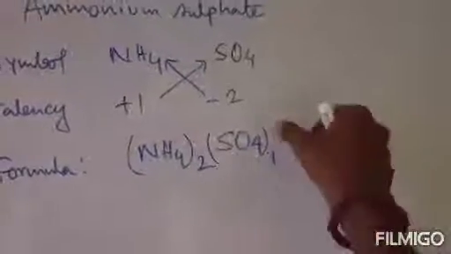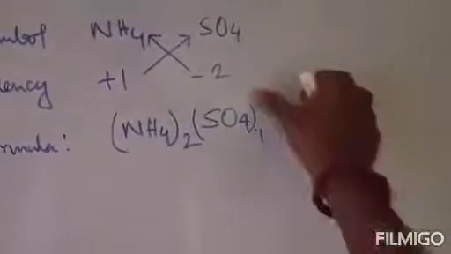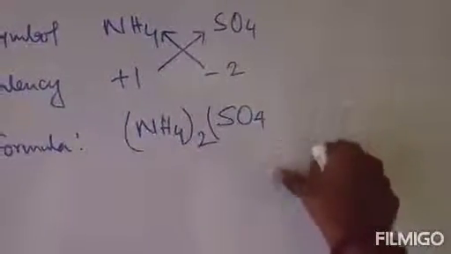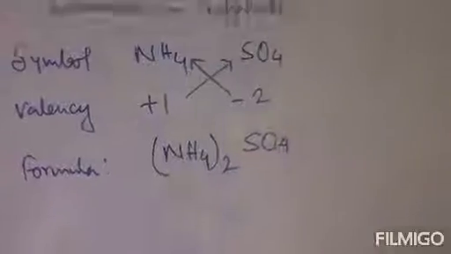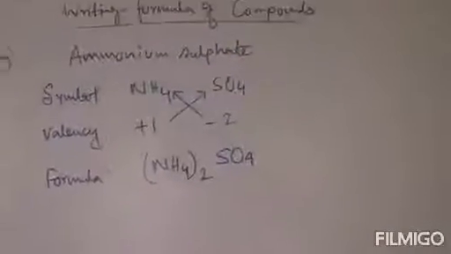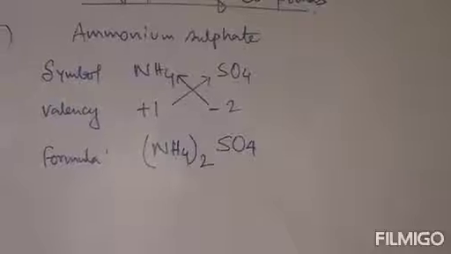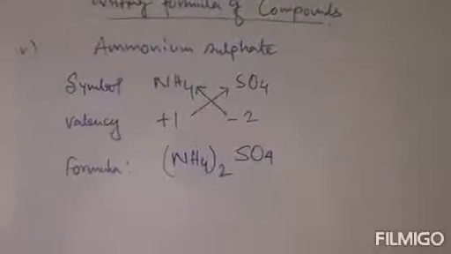But 1, you can write 1 or you cannot write 1. You can use a bracket and write 1, or just keep it simple. So (NH4)2SO4 is the final formula of ammonium sulfate. Clear?